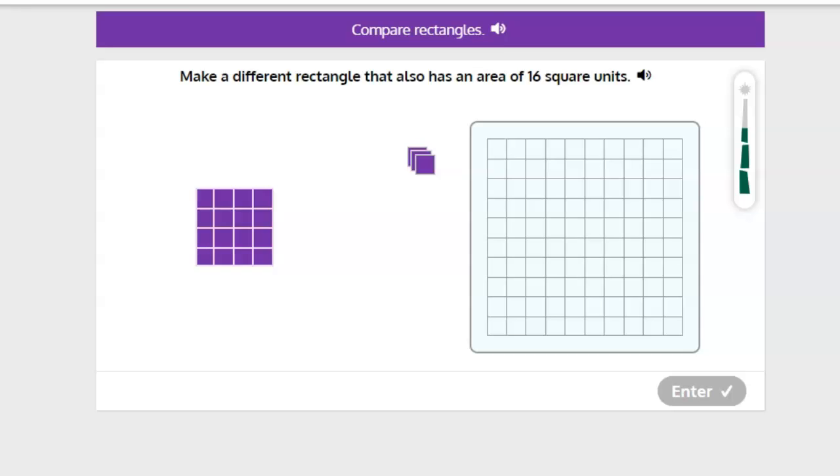For this activity, we need to make a different rectangle that also has an area of 16 square units. So we still want to have an area of 16 square units, but we want our rectangle to look different and have side lengths that are different from the original shape that we had in the first activity. What factor pairs can you come up with that will give us a product of 16? Here, for this shape, we can see that 4 times 4 will give us an area of 16 square units. Which other factor pairs can you come up with?